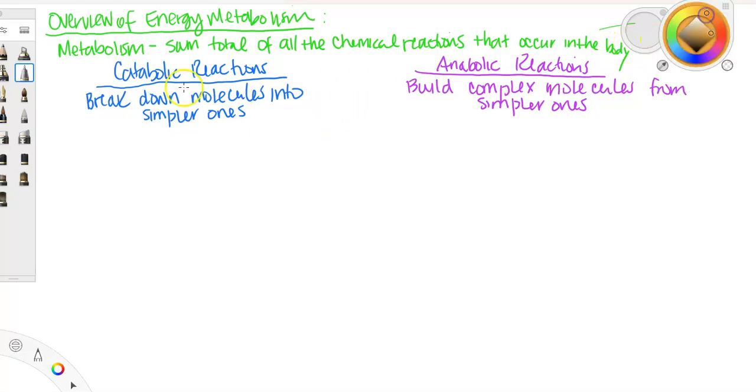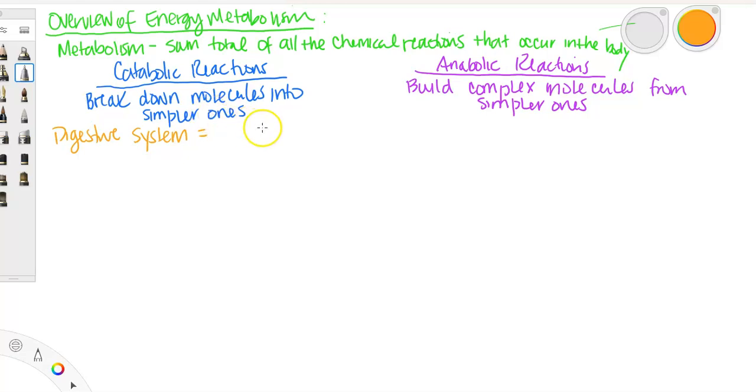Okay, so we just talked about the digestive system. In the digestive system is where we break down the molecules that we eat, so proteins, and we break down those huge molecules into the smallest. So we can break them down to amino acids, and amino acids are used to build other proteins.